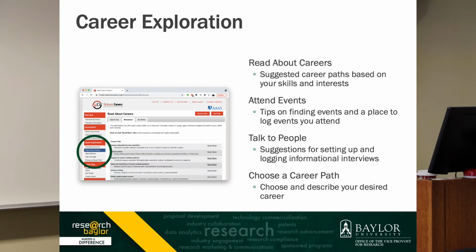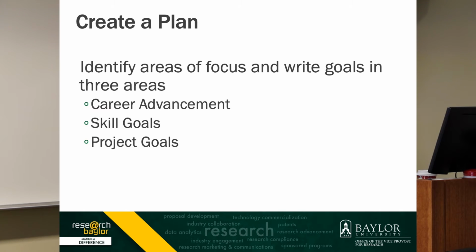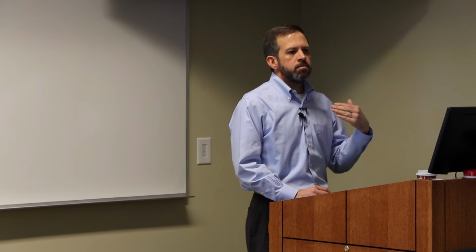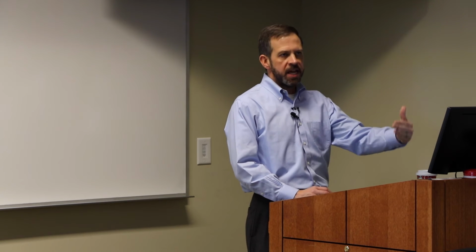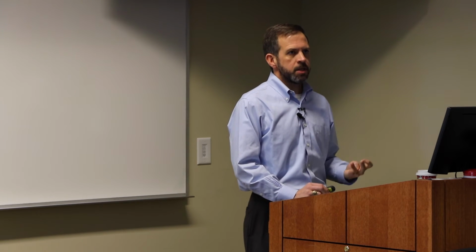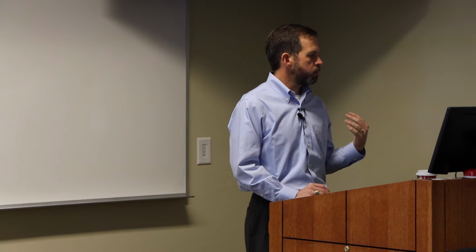So the next section after career exploration is creating a plan. So they're going to give you 3 different areas where you can write goals and then go back later and monitor your success against those goals. So your career advancement, your skill goals, and your project goals. Career advancement, maybe you have a 5-year, a 10-year plan for where you want to be in your career. Maybe you don't, and that's fine. But this is a place where you can start to flesh out some of those goals and at least get specific about what you would like to have as part of your career.